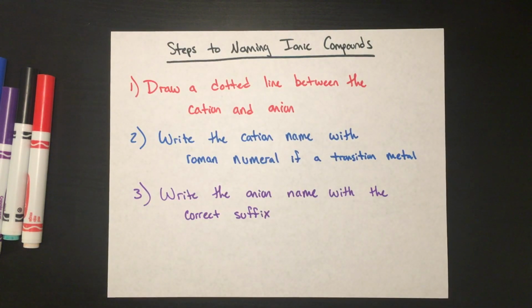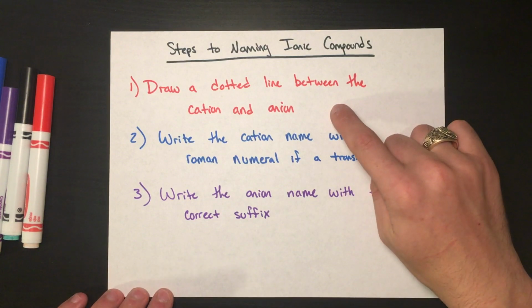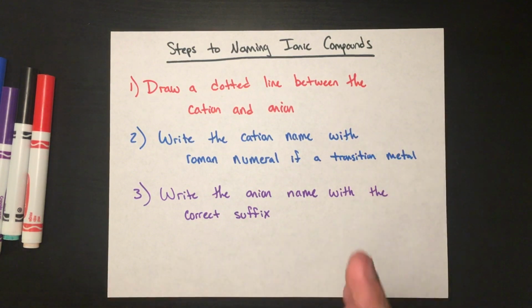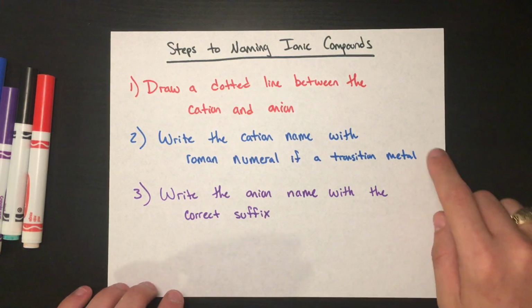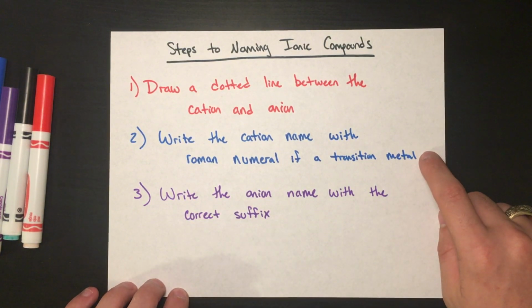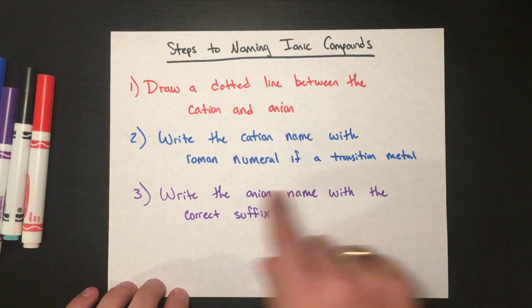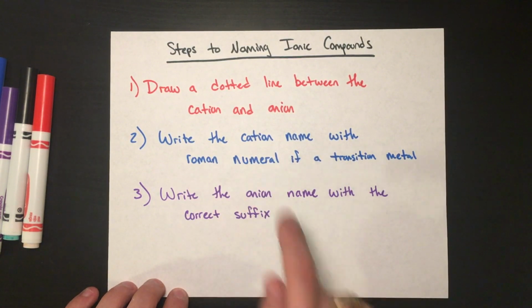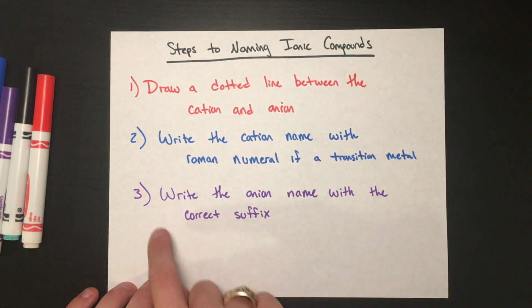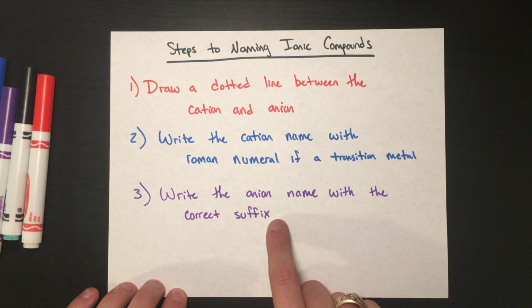Here are the steps to naming ionic compounds. First step is to draw a dotted line between the cation and anion so it separates the compound and you know that you're naming the right part. Then you're going to write the cation name, and if it's a transition metal, it's going to have a Roman numeral beside it. Then finally, you will write the ion name with the correct suffix.